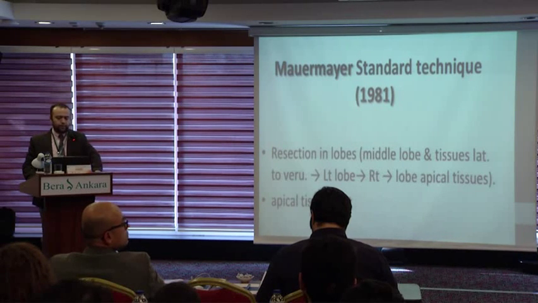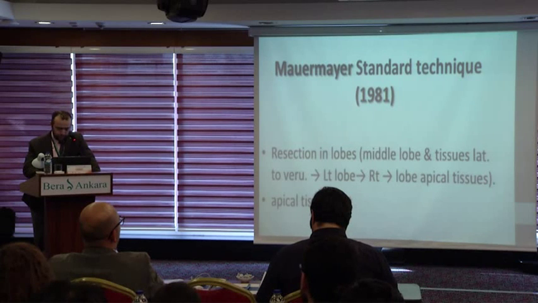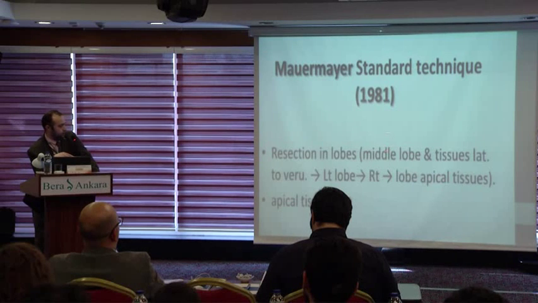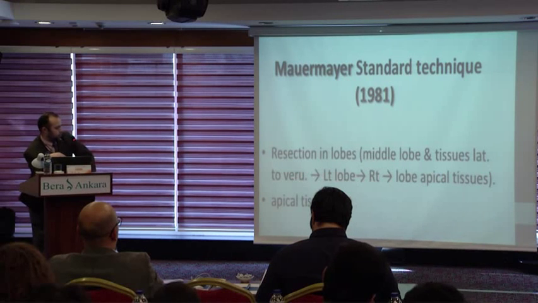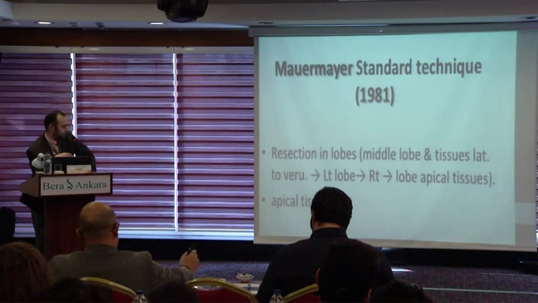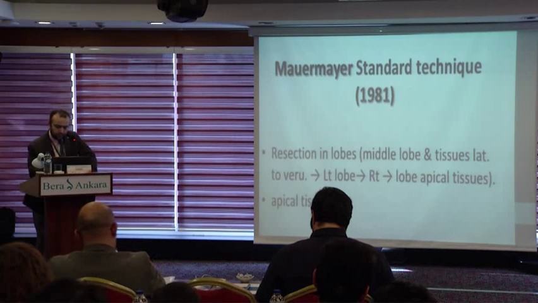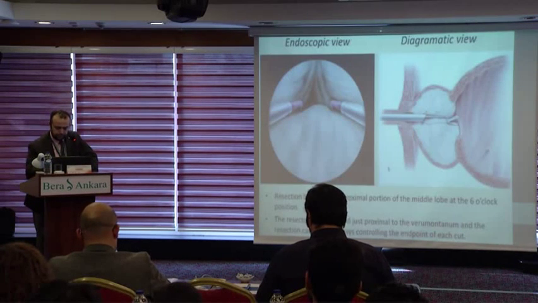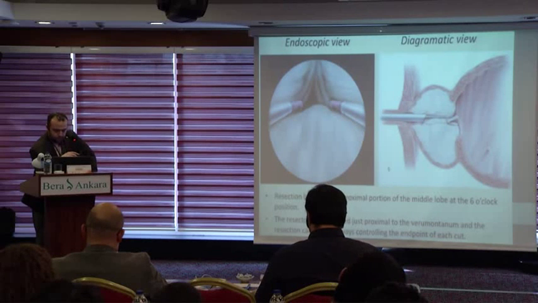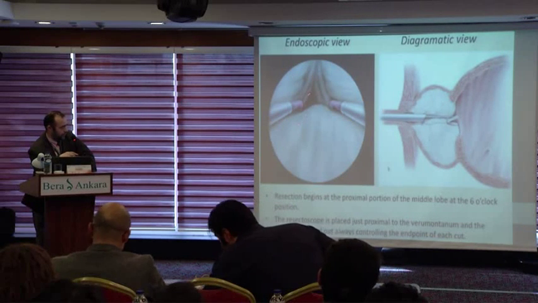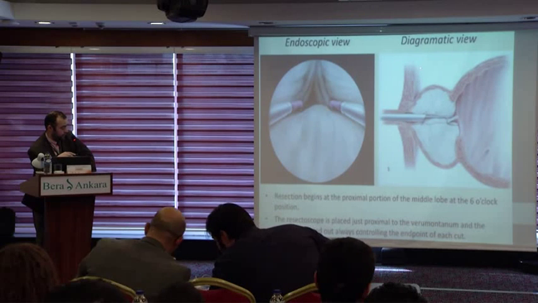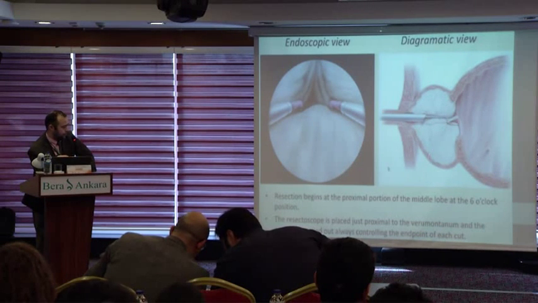We can start with the Mauer-Meyer standard technique. It's an ancient technique, resection of lobes. We start with the middle lobe tissues lateral to the veromontanum, and then move to the left lobe, the right lobe, and the apical tissues at the end of the surgery. In this technique, we resect the apical tissues last. You are seeing the endoscopic view of this technique and the diagram on the right side.